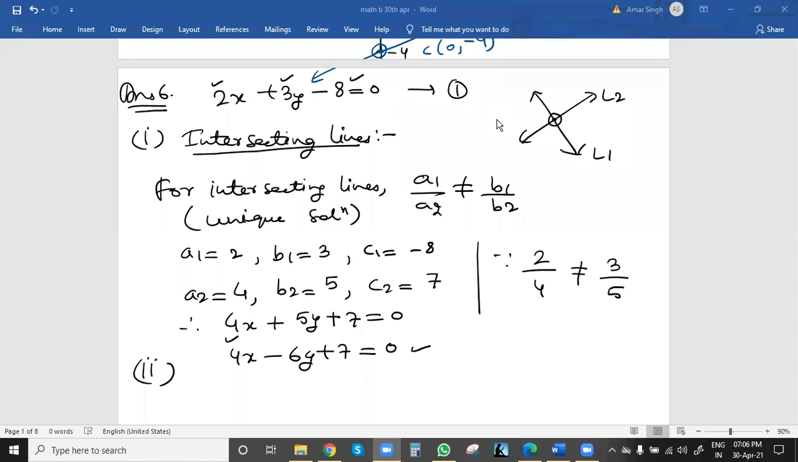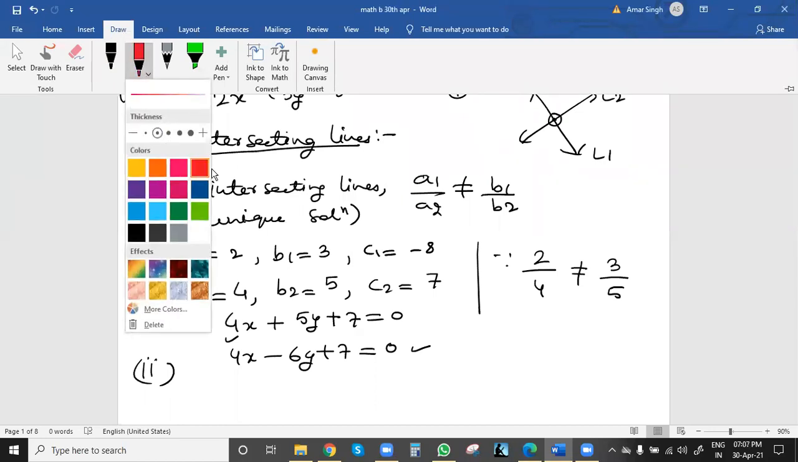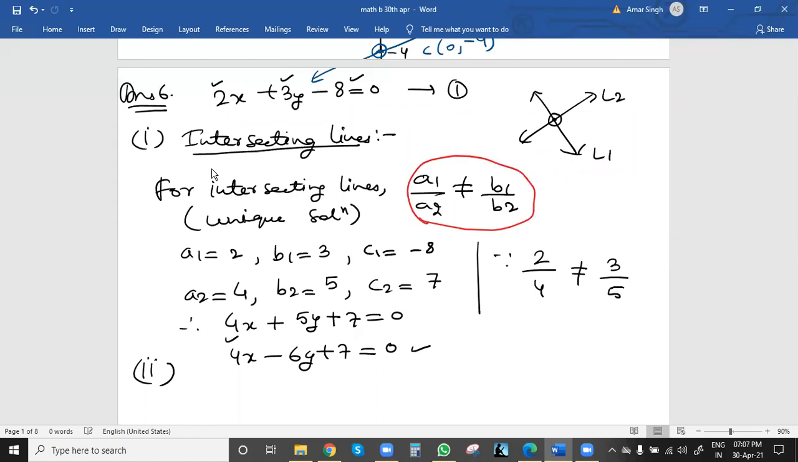So our main condition should be satisfied. The main condition is A1 by A2 should not be equal to B1 by B2. So it is satisfied. We can take 4x minus 6y plus 7, because in this equation A1 is 2 and A2 is 4, B1 is 3 and B2 is minus 6. So they are not equal. That means this can also be an equation.